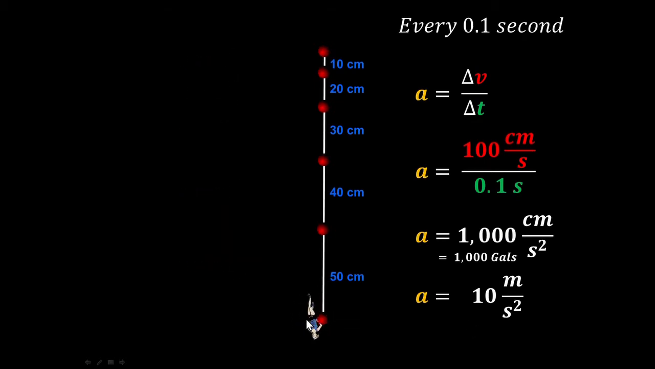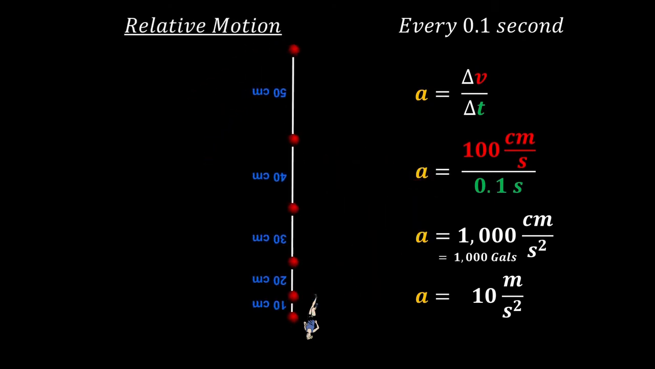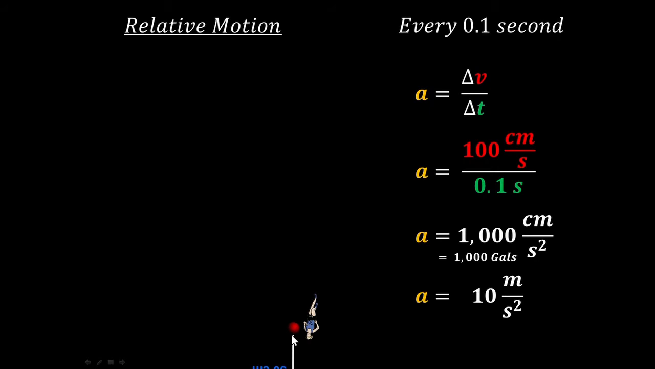All right, let's flip this around. If we raced through this course backwards, we would have had a negative acceleration. We would have been losing 10 meters per second every second. And then let's flip this course back around so we're going through it the right way again. But let's talk about relative motion. We could have the course being stationary and the runner racing through a stationary course, or we could have the runner be stationary and the whole course racing past the runner. Relative motion doesn't matter which thing is moving, the results would be the same.